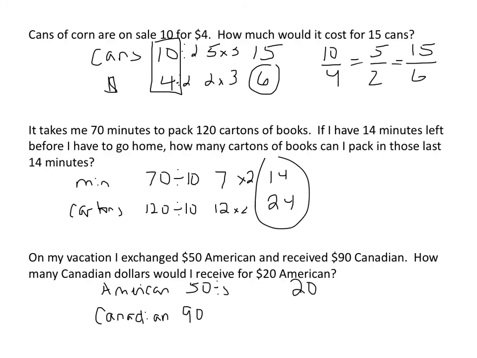So I'm going to divide by 10, which gives me 5, which I can then multiply by 4. So I'm going to divide by 10, which gives me 9, multiply by 4, and I get 36. So I would get 36 Canadian dollars for my 20 American dollars.